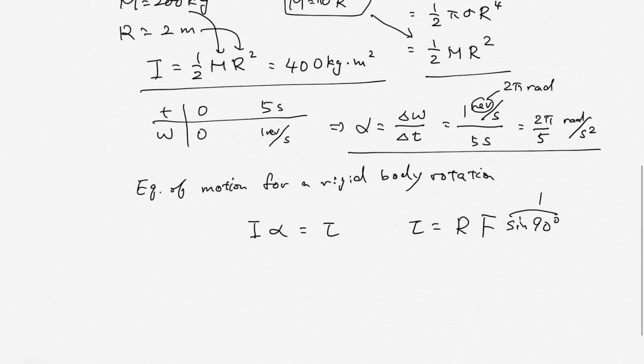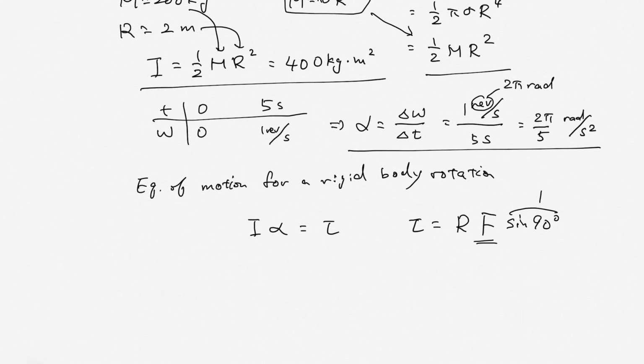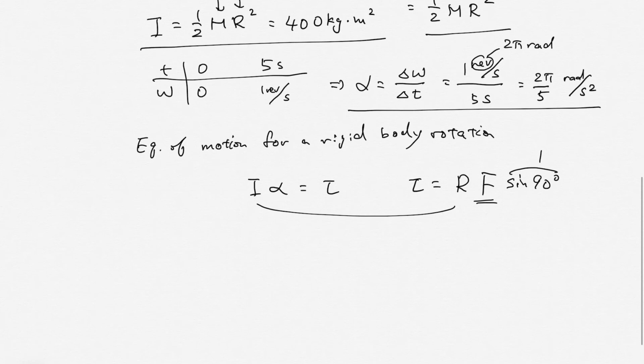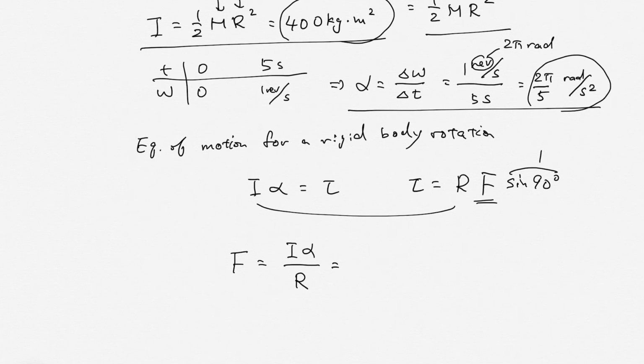Okay, then the question is we'd like to find the force exerted on the rope. So from this equation you can find that F is expressed as I alpha over R. And if you substitute numbers, I is 400 kilogram square meters, alpha is this number, R is 2 meters. Then you will get 251 newtons. This is the answer to this practice.